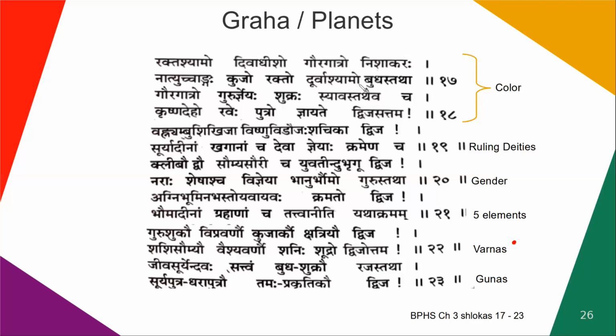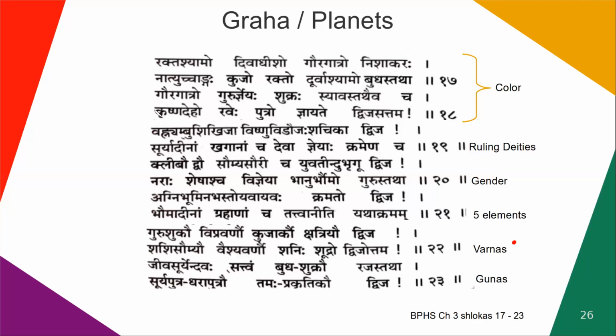Budhastatha is Durvasham, or Budha is Mercury. Mercury has the color of the grass. Durva is the grass. So the color of the grass, that is green color. So Mercury has green color. Mars has a blood red color, same as the sun, while moon has wheatish color.